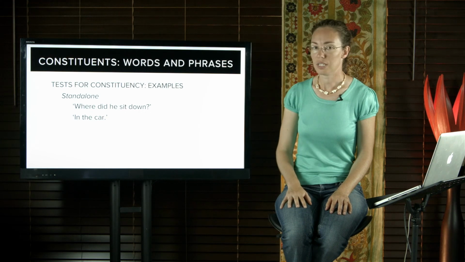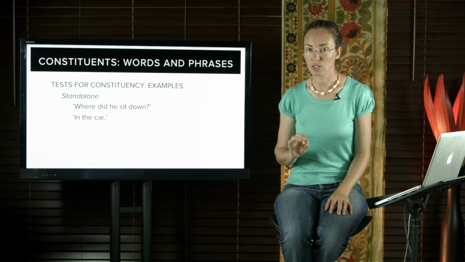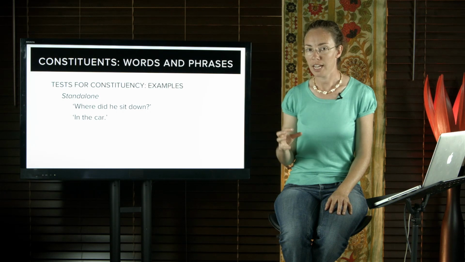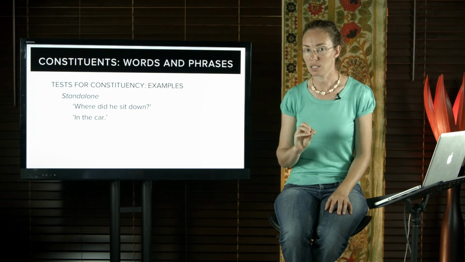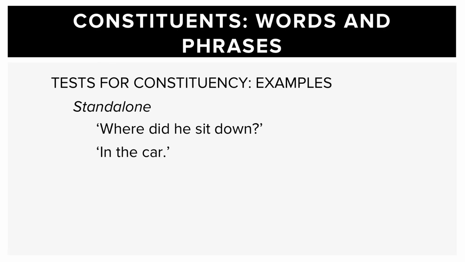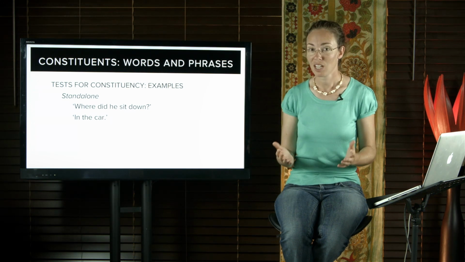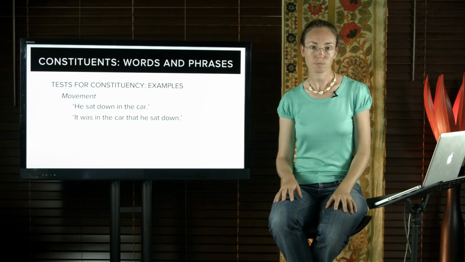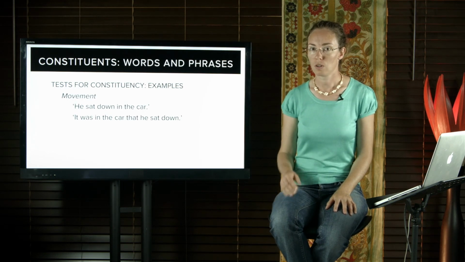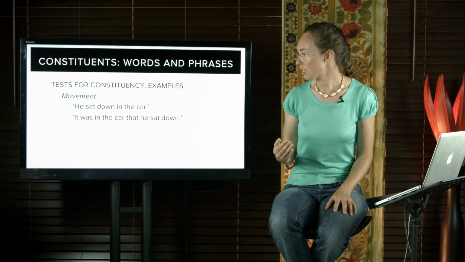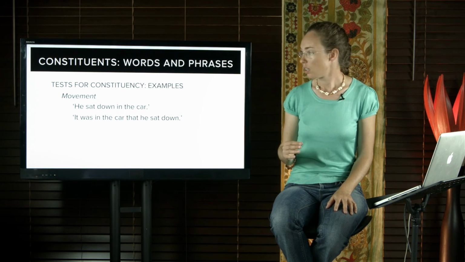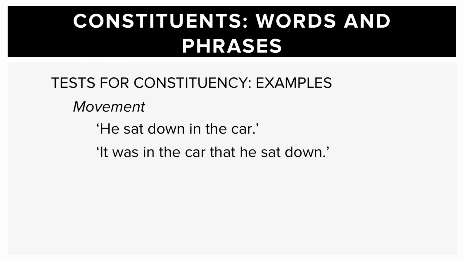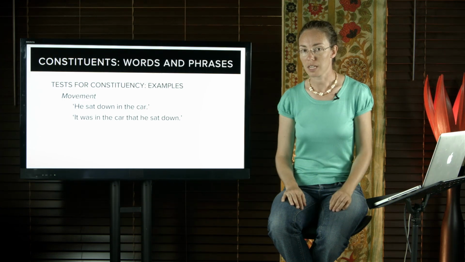Time for the standalone test. We need to form a question using the rest of the sentence and have the answer only be the word or words that we're testing. So we could say, where did he sit down? And the answer would be in the car. So we have success. It surely must be a constituent now. But we'll just do the final test as well, movement. Can we move the words we're testing to see if the sentence still makes sense? So we can say rather than he sat down in the car, it was in the car that he sat down. So once again, the sentence makes sense.